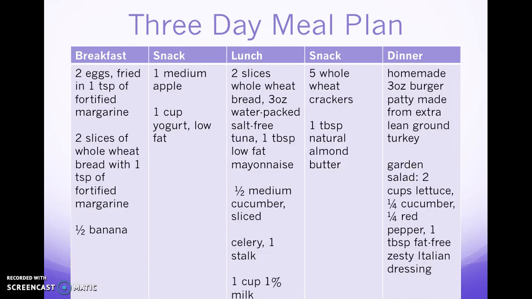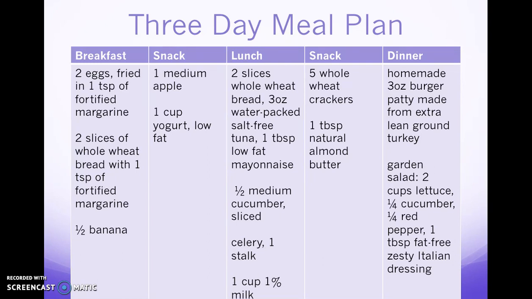So day 1 of Jane's meal plan, her breakfast is similar to a breakfast that she had during her 3-day food diary. So 2 eggs fried in 1 teaspoon of fortified margarine and 2 slices of whole wheat bread, higher in fiber and higher in other nutrients, with 1 teaspoon of fortified margarine and half a banana. For snack, 1 medium apple and 1 cup of yogurt that's also low fat.